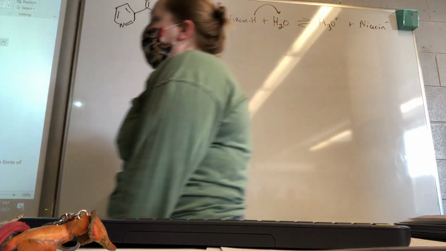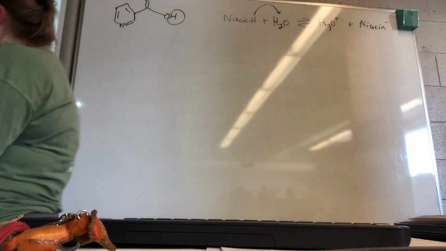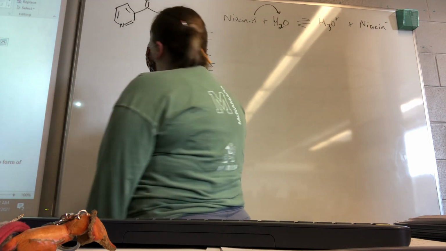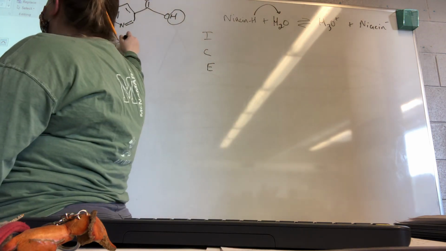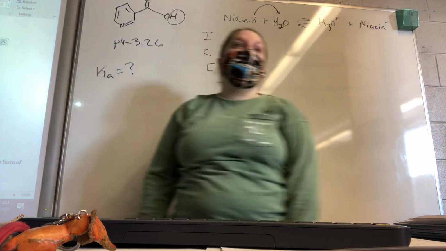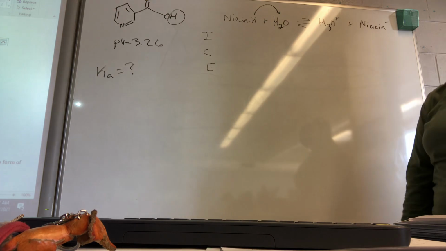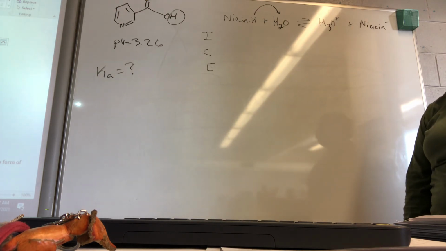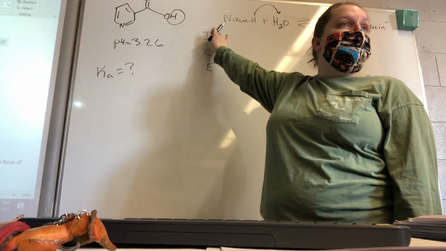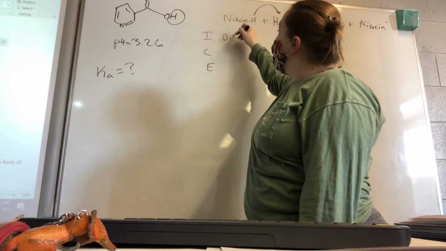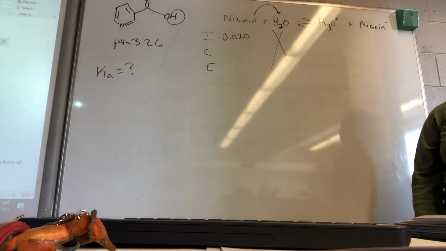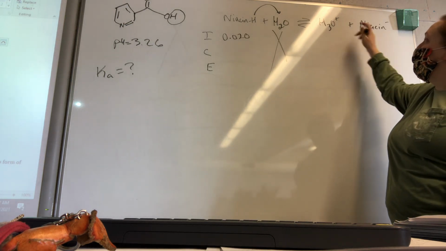Next thing it says is we're given a 0.02 molar solution of niacin and a pH of 3.26. The question is, what is Ka? That's a good question. Where does the 0.020 go? That's my initial concentration of my niacin, correct? You agree? We do not have water. What about these two? They are zeros.